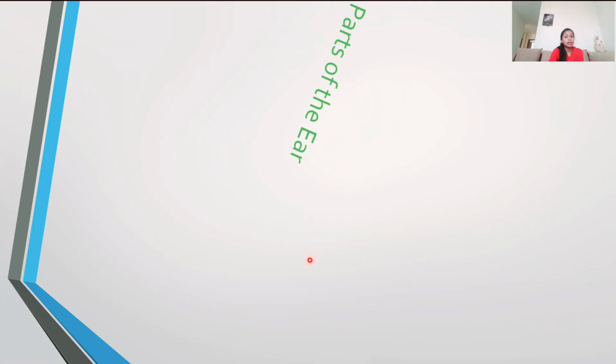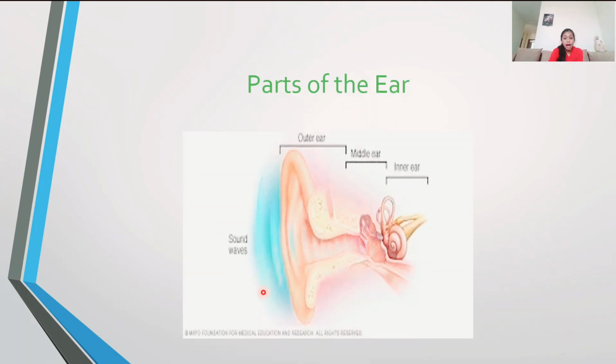So parts of the ear. So over here you can see this is the outer ear. So the ear is made of three main parts: the outer ear, the middle ear, and the inner ear. Okay, let's move on.